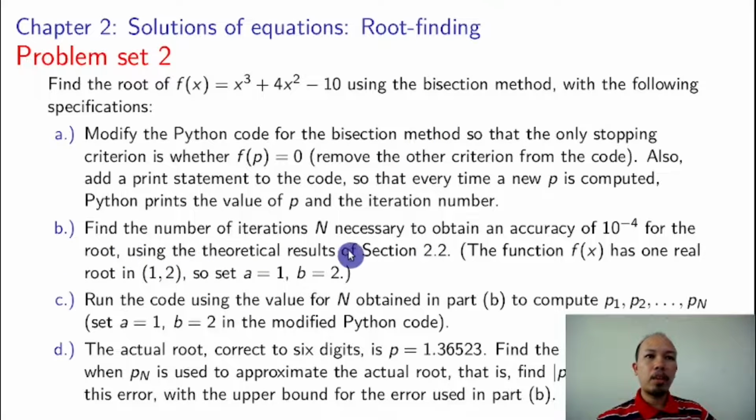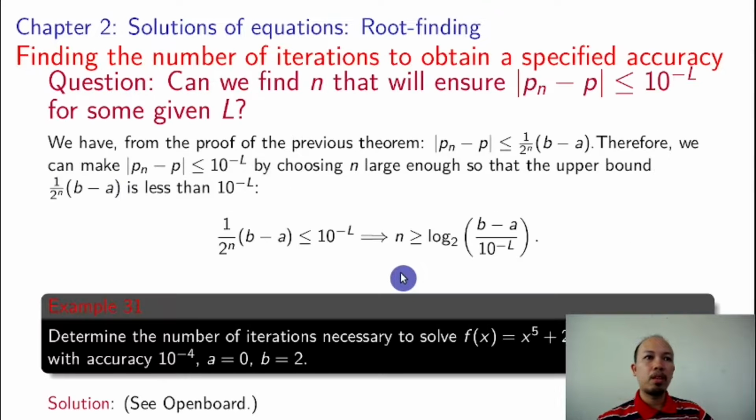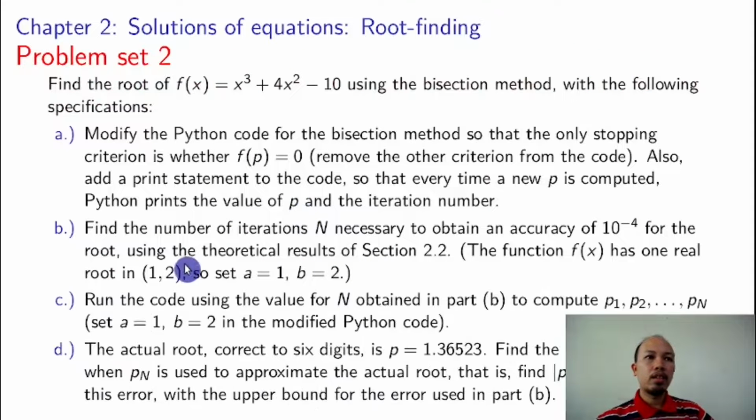And next is find the number of iteration n necessary to obtain an accuracy of 10 to the negative 4 for the root using the theoretical results of section 0.2, which will be discussed next. Okay, this one here. So this is for letter B, and for letter C, run the code using the value of n obtained in part B, this one here, to compute P1. And of course, you have to screenshot your result, screenshot the Python code, and paste it in the Word document before saving it as a PDF file.